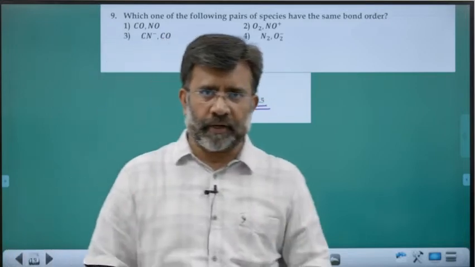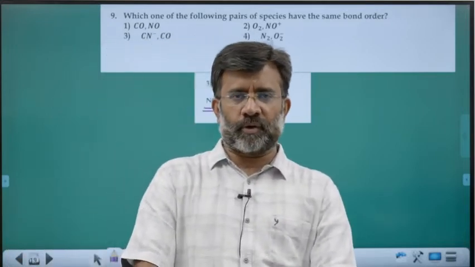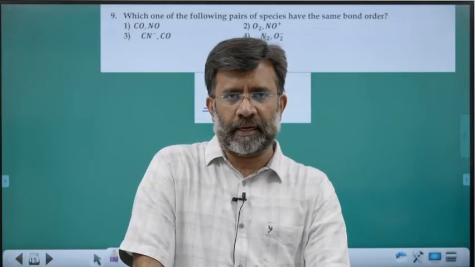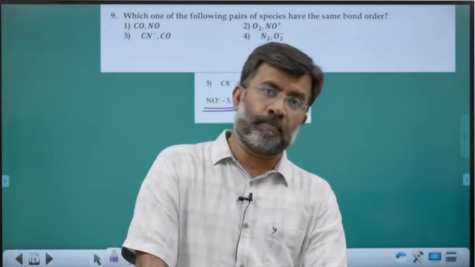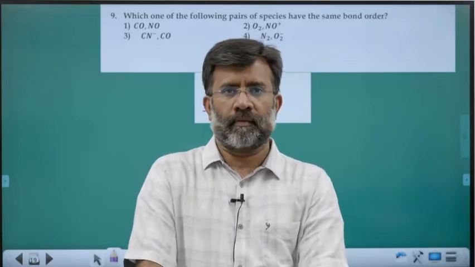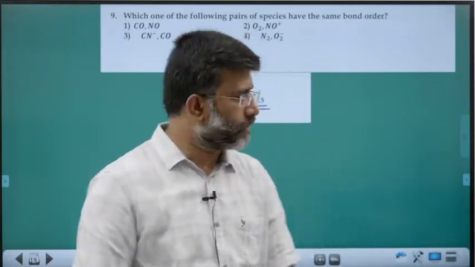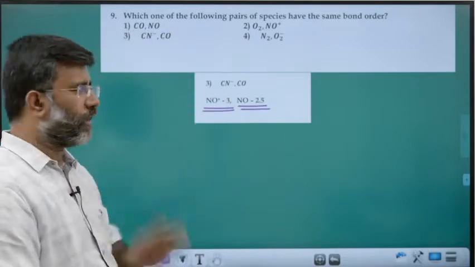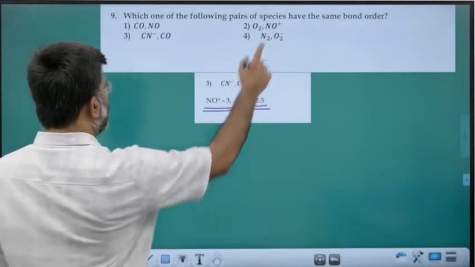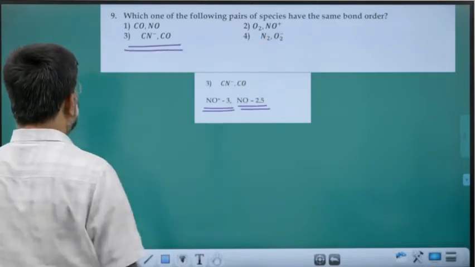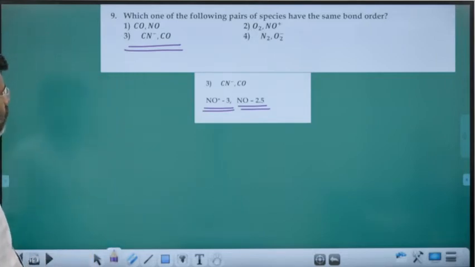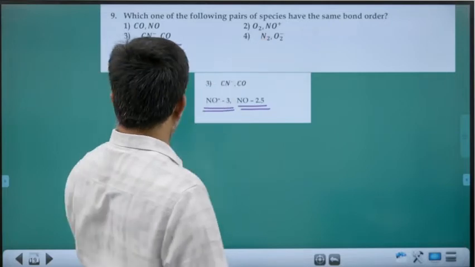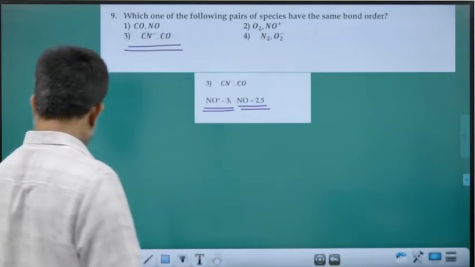Write the configuration of N2 itself and verify the bond order of NO. How many electrons? 15 electrons. Write it down. And NO plus, how many electrons? 1 electron decreases, and see how the bond order comes. So evaluate the bond order: NO 2.5, NO plus 3. You can easily find out. And the same bond order comes in option 3, CN minus and CO. While the N2 bond order you know is 3, and O2 minus and O2 we have already discussed. Next.